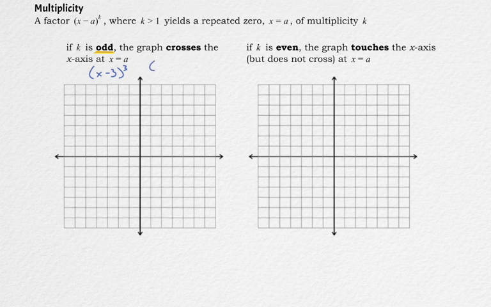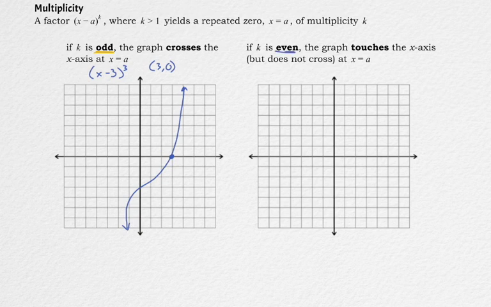Actually, let's write it as a point. So it would be (3, 0), but it's going to cross through the graph at this point, since it's an odd multiplicity. So there'd be a point there, and a cubic function usually looks something like this. So this is just a really rough sketch. But it's going to cross through the graph.